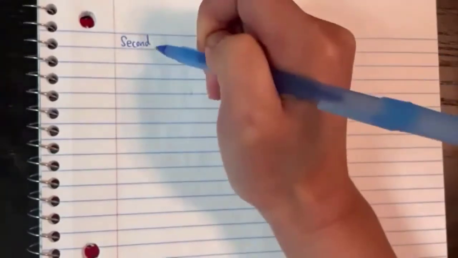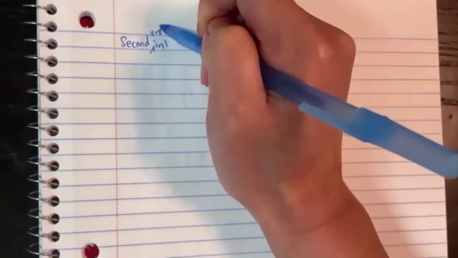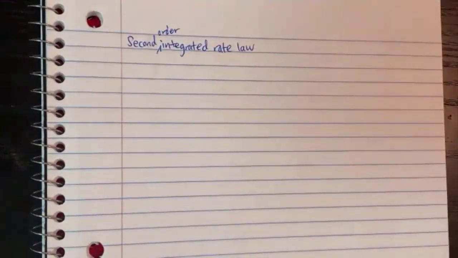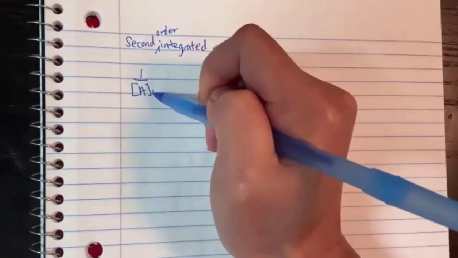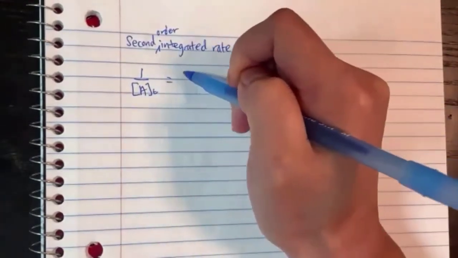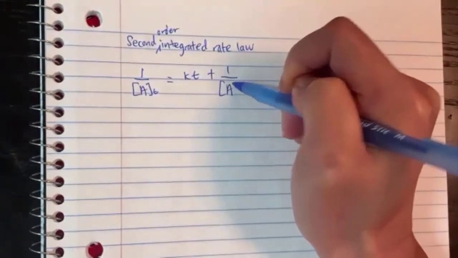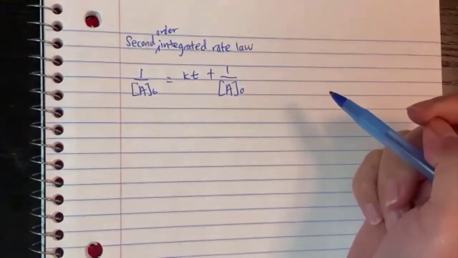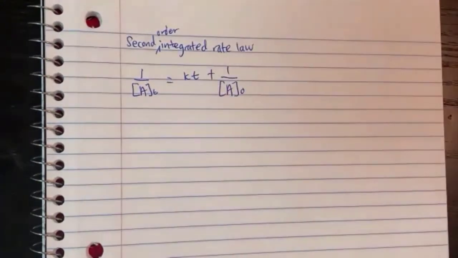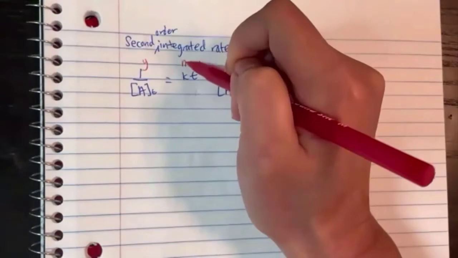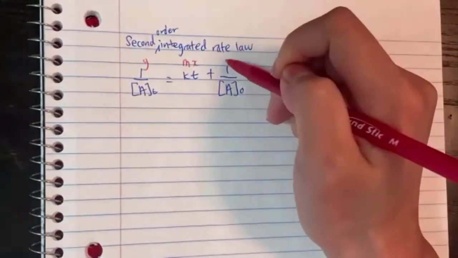So, the second order integrated rate law. The formula is 1 over A at time t equals a positive slope of kt plus 1 over A at time naught, so time 0. In this case, if you have y equals mx plus b, now you have a positive slope. So the chart will look a little bit different. It's not going to have a negative slope, it will be a positive slope.